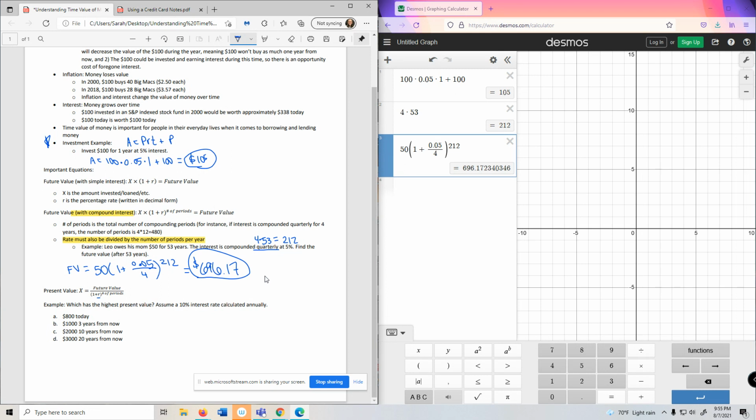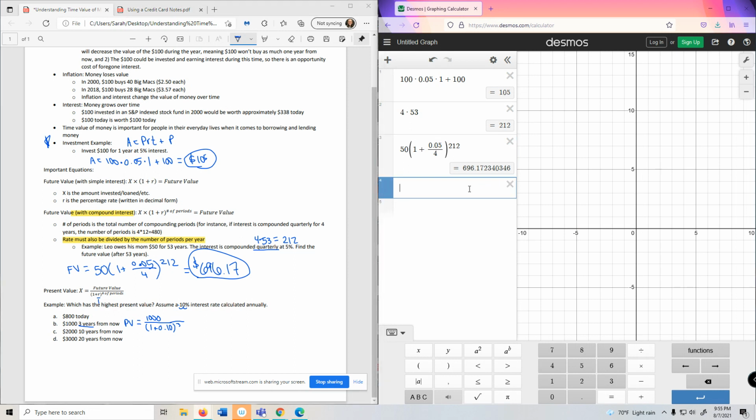800 today stays 800 today. Since we don't have any number of periods, any compounding or anything happening, this one is just straight up $800. Looking at letter B, $1,000 3 years from now, its present value would be the future value, since it's going to be $1,000. That goes up top. 1 plus r is going to be 1 plus 10% as a decimal, 0.10. And since it's annually, we would divide by 1. 0.10 divided by 1 is just 0.10. And then number of periods, it's 3 years, so we're going to have 3 in the exponent.